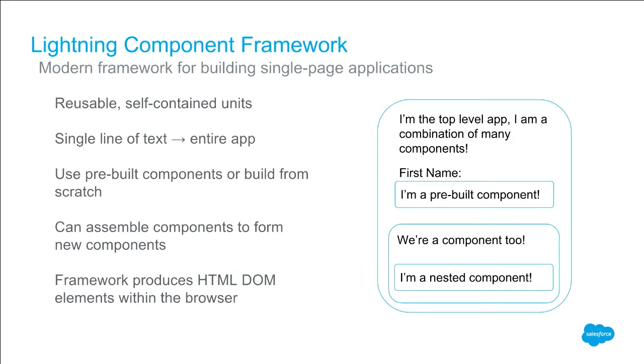And in the demo, that's what we're going to be taking a look at in a little bit. You can see in this crudely put together screenshot a container of a top-level app with multiple components in it: pre-built components, nested components. Components can actually contain other components. You can nest components together to form new components. And lastly, your components get rendered by the framework to produce the HTML DOM elements that we all know and love in the browser.